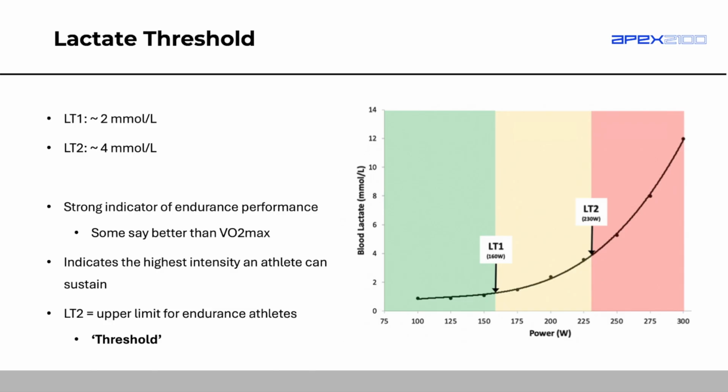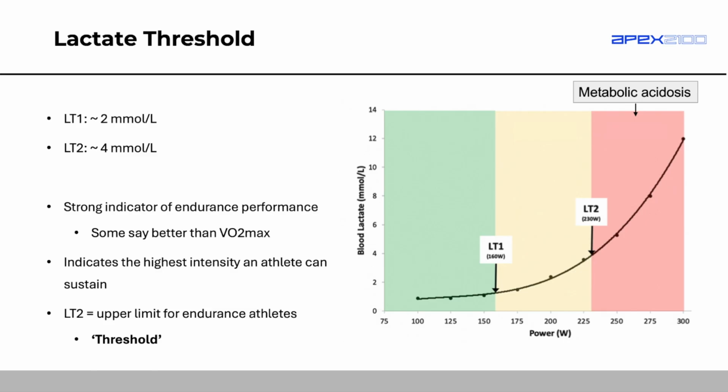So lactate threshold 2 is the upper limit for endurance athletes. That's our threshold. Above this threshold, we have too much lactate, which makes our muscles turn acidic. It decreases the pH of the blood, and that's referred to as metabolic acidosis.